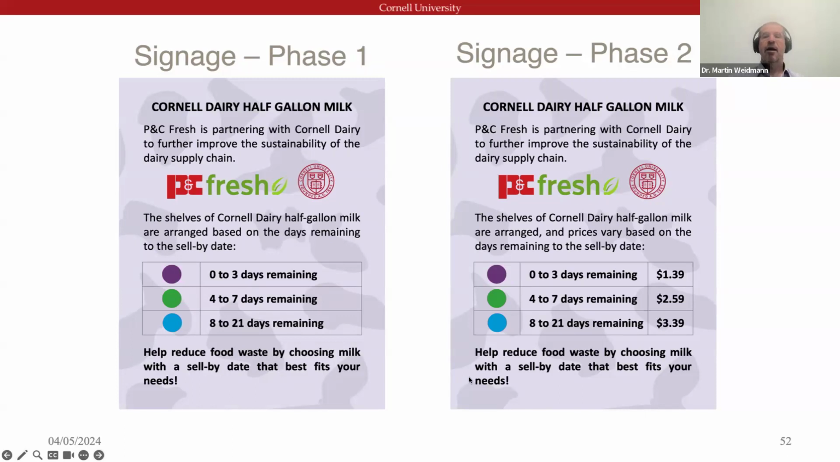Our expectation was not. In phase 2, however, we provided people with different prices. The milk that had a short remaining shelf life would cost you $1.39, but the milk that had a longer shelf life, 8 to 21 days, would cost you $3.39, so $2 more. A substantial difference in cost, right? The idea was that we could use this price incentive, this initial dynamic pricing, to drive sales of products with shorter shelf life so that it would not stay on the retail shelf and would not have to be discarded and therefore would not contribute to food waste.